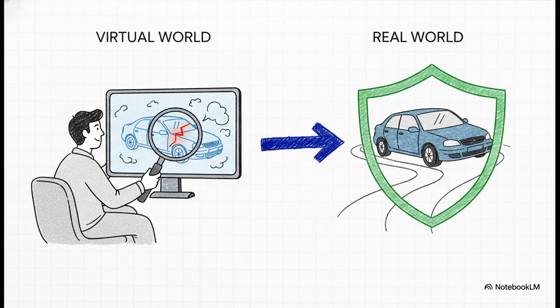Let's bring this all together. When you strip away all the software names and the technical jargon, this is what's left. A CAE engineer is a digital architect of safety. Their entire job is to find the fatal flaw in a design while it's still in the virtual world, so that it never, ever has a chance to cause harm in the real world.